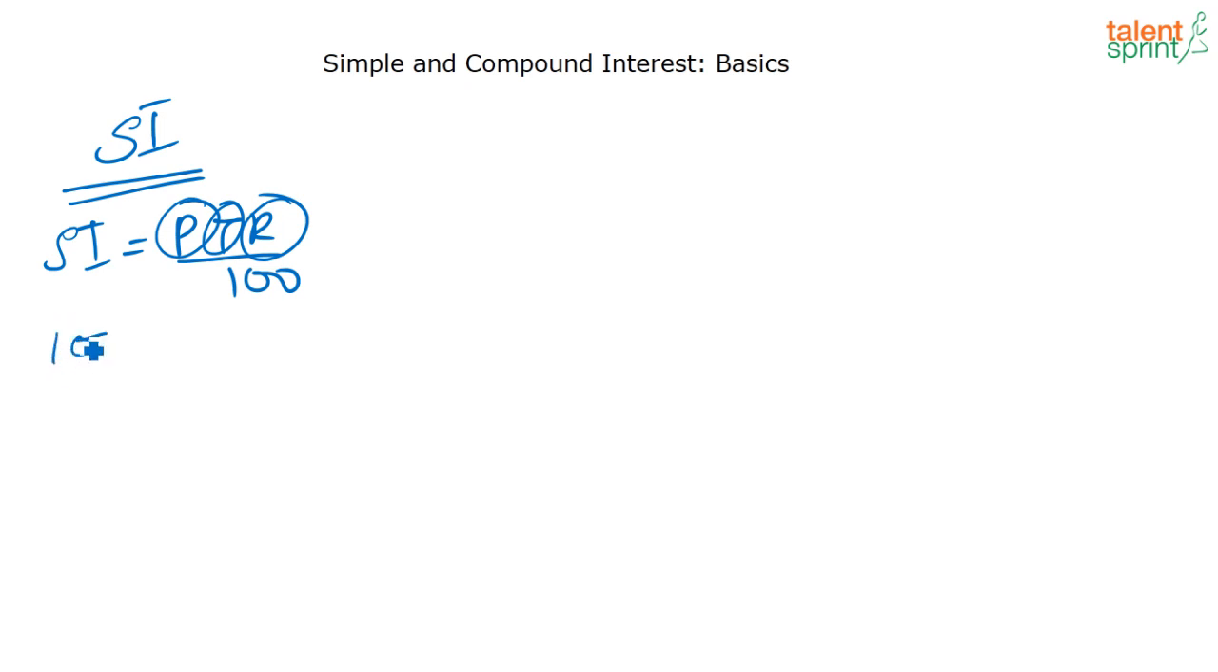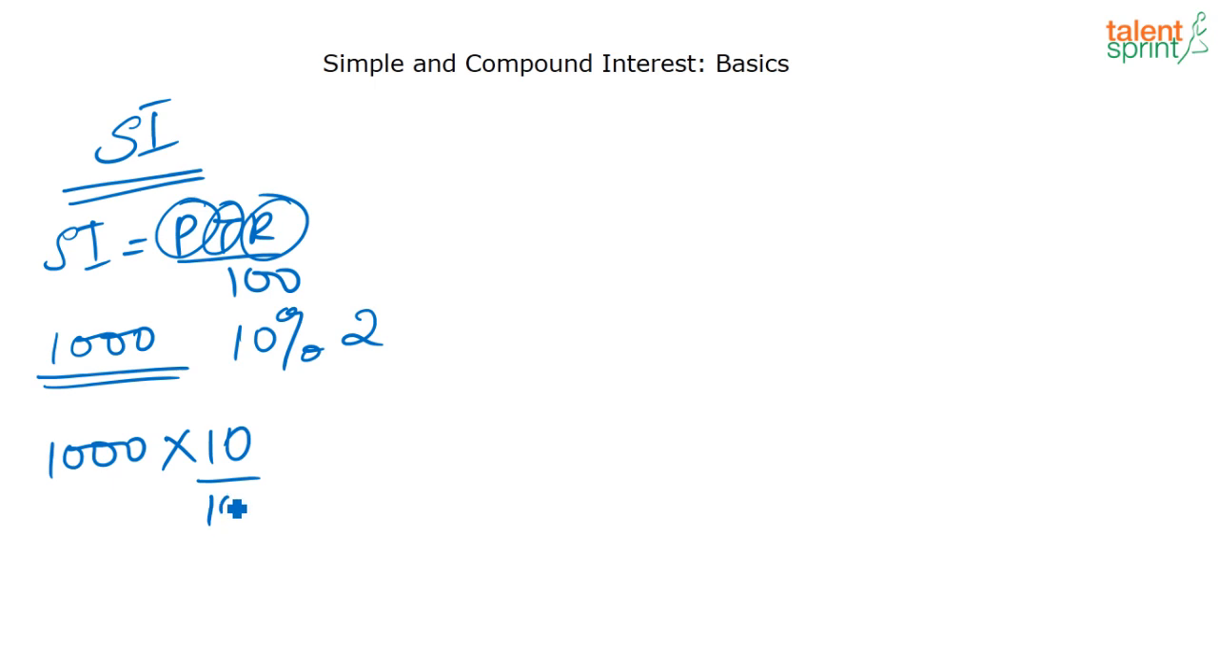Now let us take an example to know better. Let us say I am investing 1000 rupees at a rate of 10% interest for 2 years. What is the interest that I get at the end of 2 years? How do we calculate this? At the end of the first year, for 1000 rupees, I get 10% per year, correct? So I get how much? 1000 into 10 by 100, that is nothing but 100 rupees. This is the interest that I get at the end of the first year.